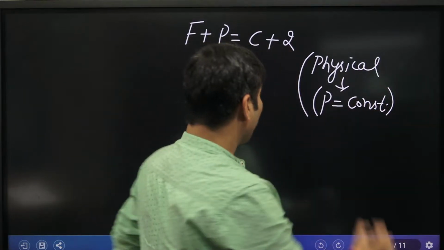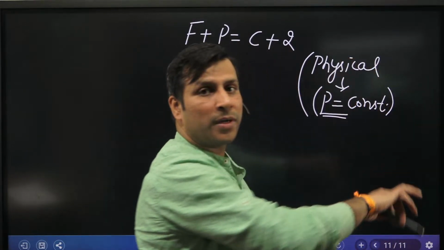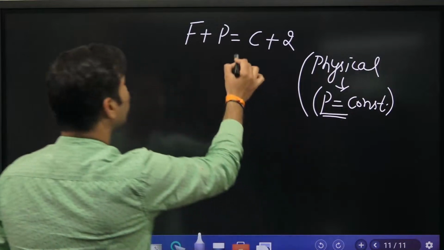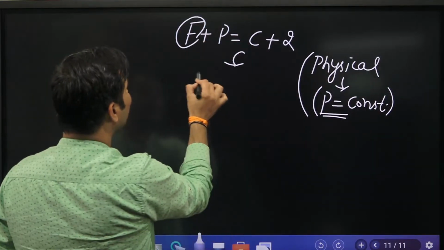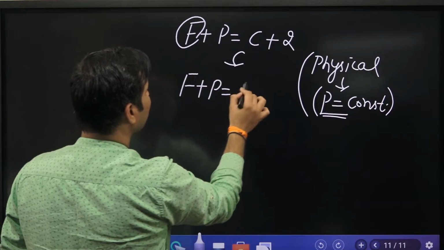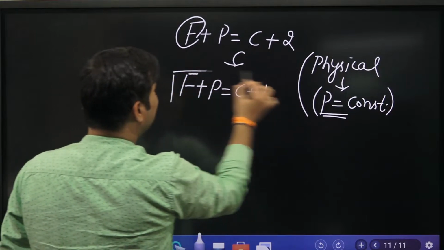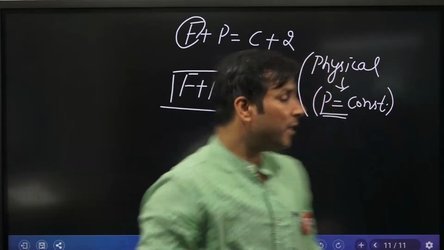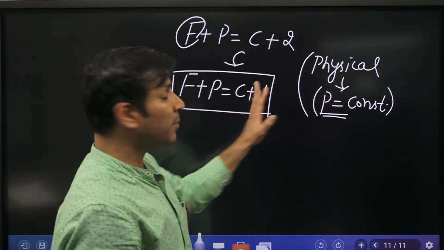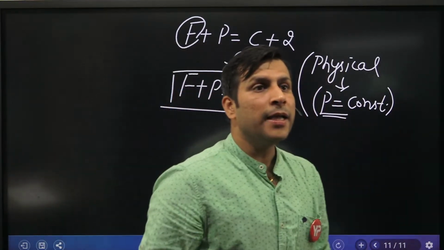pressure is constant. So if you are keeping one intensive property already as a constant, then what you need to do here? So means one property already you have fixed. Okay, now what you need to do? F plus P equal to C plus 1. Okay, so if one intensive property is already fixed, like pressure you have fixed, then what you need to write? F plus P equal to C plus 1. Okay, Ayush? Okay, so DF क्या होता है?